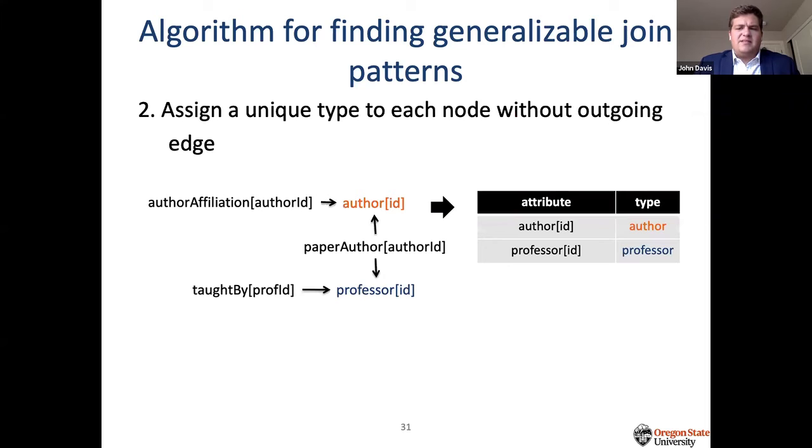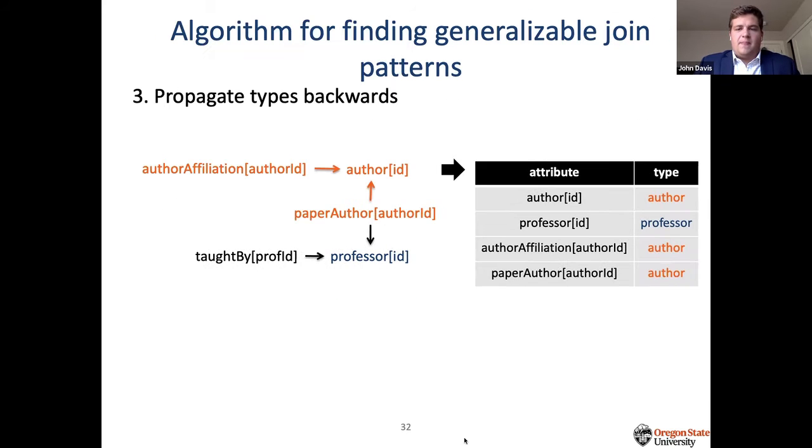The second step in the process is to assign a type for each node that is only pointed to and not away from. As you can see, the author relation's ID type is assigned as author, and the professor relation's ID type is assigned as professor. Both only have incoming arrows and not outgoing arrows.